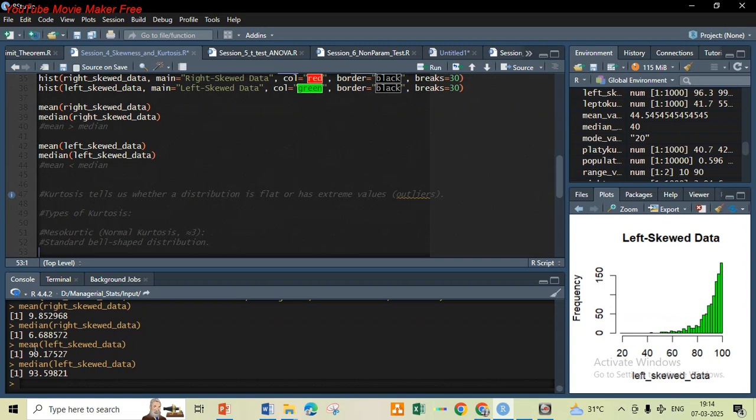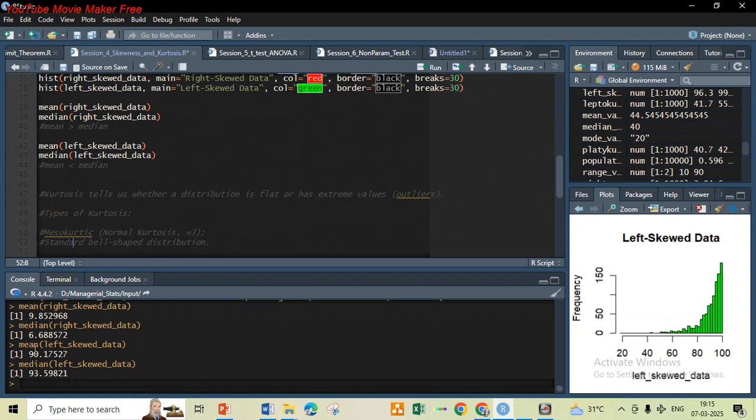Okay. Now we come to the concept of kurtosis. So kurtosis is basically a measure of how fat or how thin the distribution is, right? So the distribution could be thin, the distribution could be flat, right? If it is thin, it has a very sharp peak, right? So kurtosis is also known as the peakedness of the data, how sharp the peak of the data distribution is.